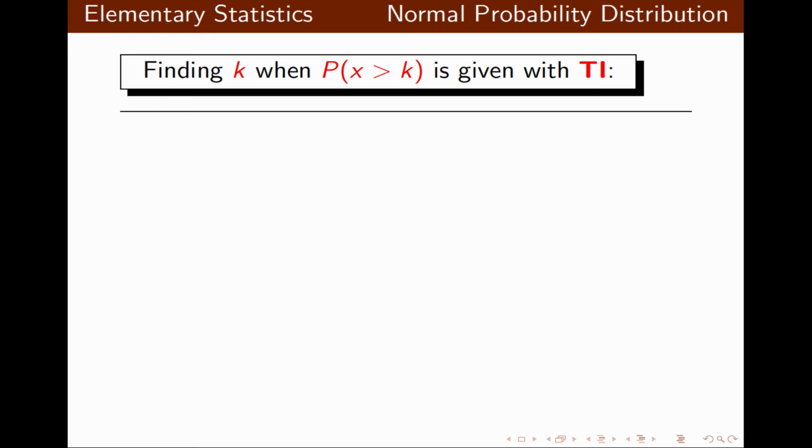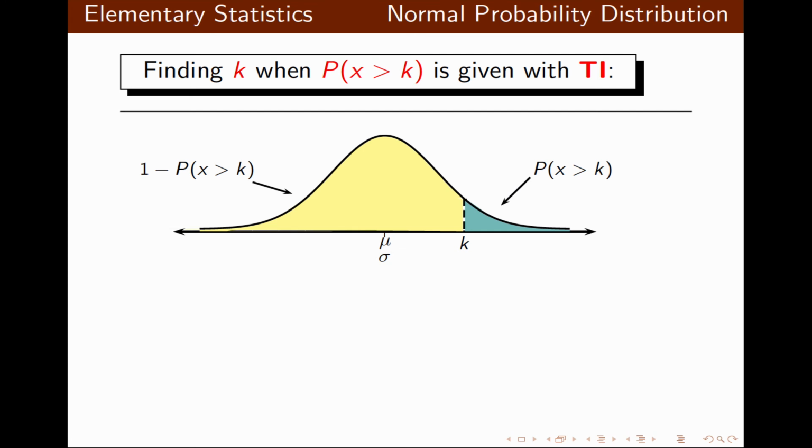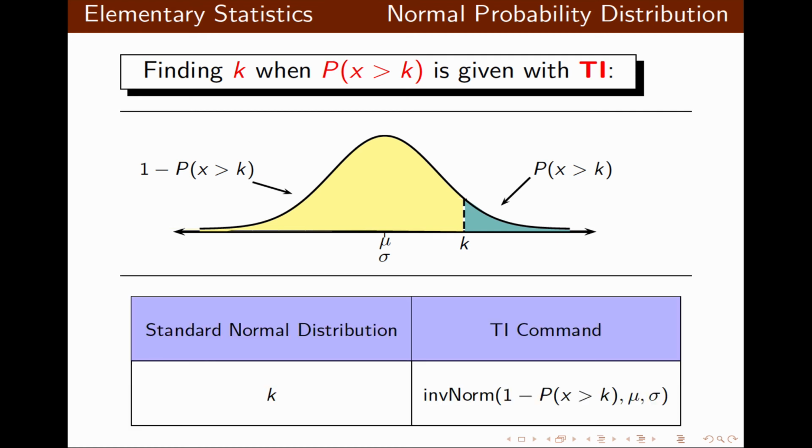Now, what if the probability that x is greater than k is given, and we're supposed to find k using TI? So now we have the probability on the right side, probability that x is greater than k. So the left side is 1 minus probability that x is greater than k. Once we have the left area, then we can use the inverse norm. Using the left area, followed by mean and standard deviation.